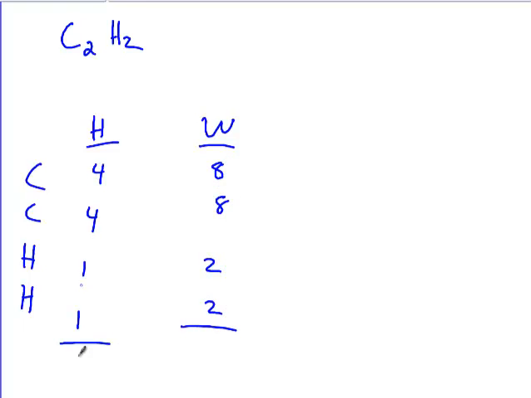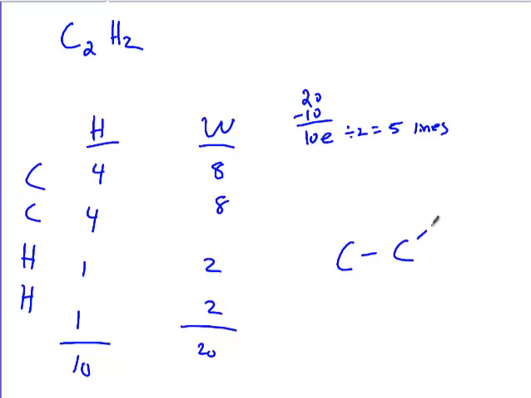So I've got 8, 9, 10. Over here I've got 16, 17, 18, 19, 20. So I'm going to take 20 minus 10. Gives me 10 electrons. Divide that by 2 gives me 5 lines. So let's make this like a teeter-totter. And remember, carbons have to go in the middle because hydrogen has to go on the outside here. So I'm stuck with something kind of like that.